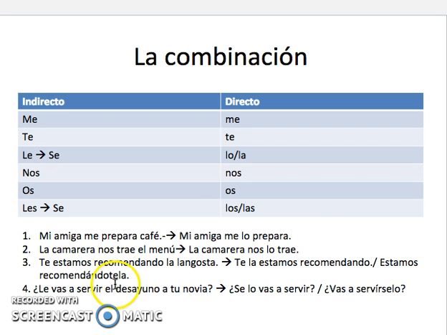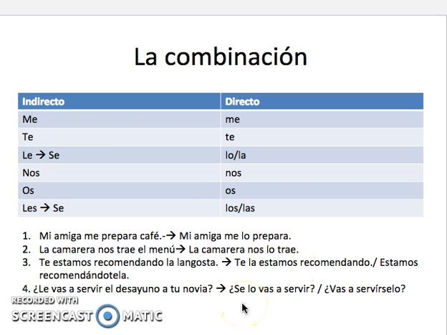Bien, so if you do that, though, you always have to put an accent to keep the same stress as in the original word, okay? So that could be tricky. So it might be easier for you just to put the pronouns in front of the conjugated verb.